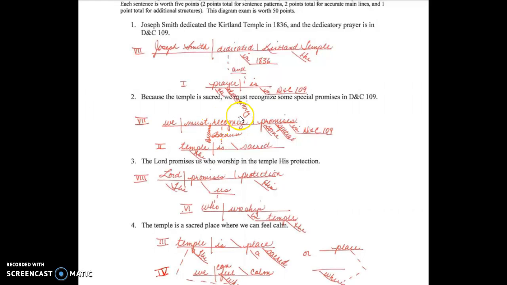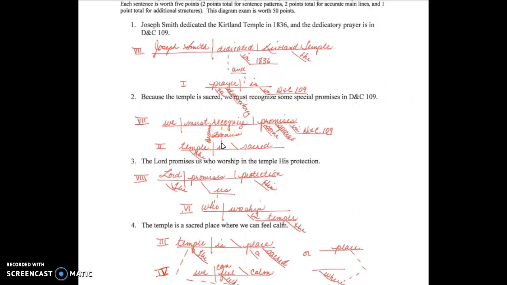And recognize what? Promises. We have our two modifiers, and then in D&C 109 again is the prepositional phrase. This could either go under promises here to modify where those promises are, or to clarify what those promises, or if you looked at it as answering the question where, you could put it underneath the verb. I accepted both of those. The because goes in between. It's a subordinating conjunction connecting the two.